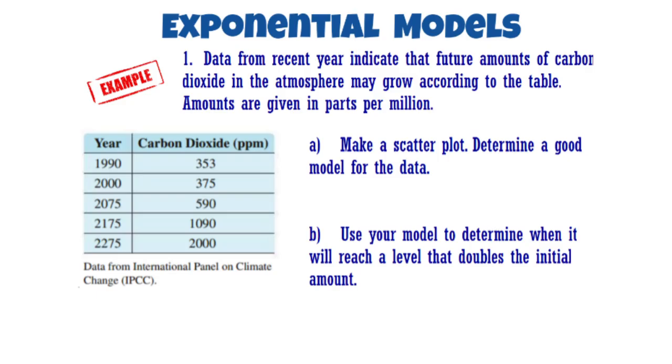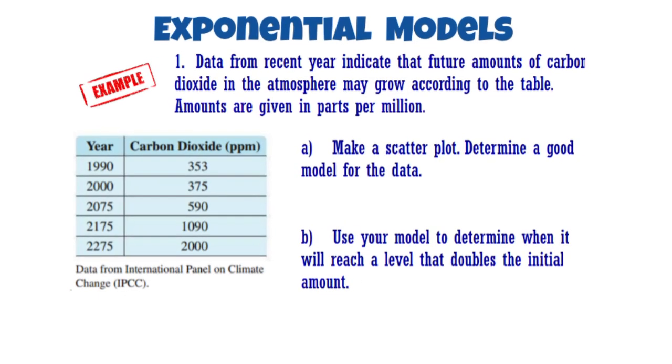They've collected some data. They're looking at what is happening. They're seeing the amounts of carbon dioxide in the atmosphere growing, and they have determined that it's going to grow at the rate we're looking at here on this table. Now, the amounts given are parts per million. So ppm means parts per million. So 353 parts per million. So make a scatter plot, determine a good model for the data.